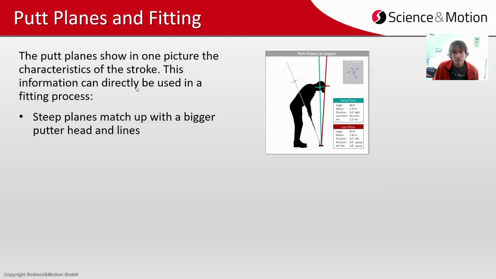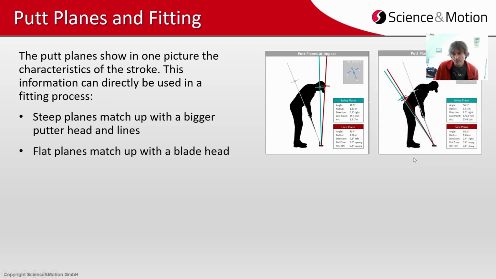These putt planes show in one picture the characteristics of the stroke, and this information is very valuable for the fitting process. Let's look at steep planes where there is no arc, no rotation, and then from a fitting perspective, this would match up with a bigger putter head and with lines on the putter head. If you have flat planes, this would match up more with a blade head because there is more arc, there is more rotation.